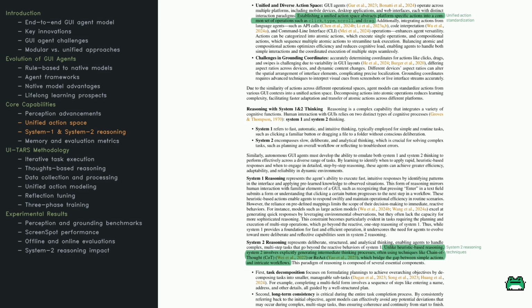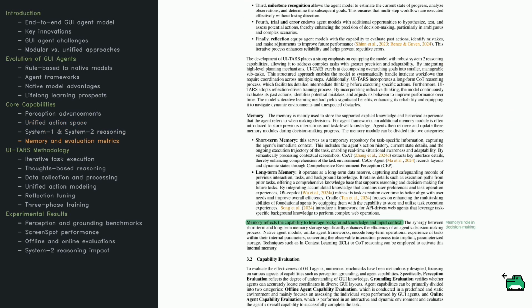When it comes to reasoning, we often discuss System 1 versus System 2, a nod to fast versus deliberate thinking. System 1 handles quick reactions, like recognizing a familiar button or a routine action, but it's not so great for complicated tasks. That's where System 2 comes in, focusing on planning, logic, and consistency over multiple steps. Combining both allows agents to respond instantly when they should, and carefully plan when the task demands it.